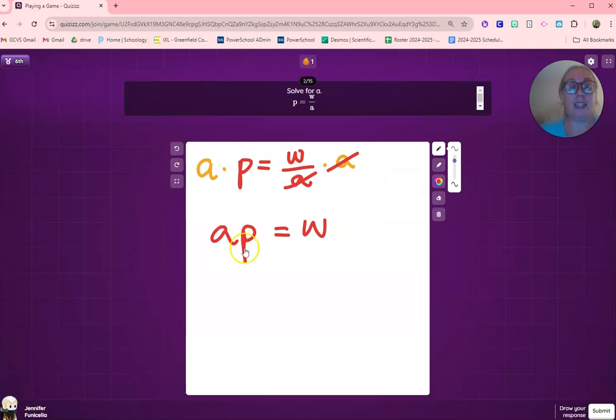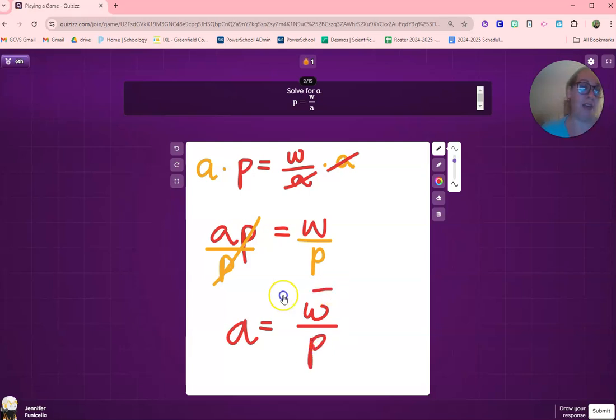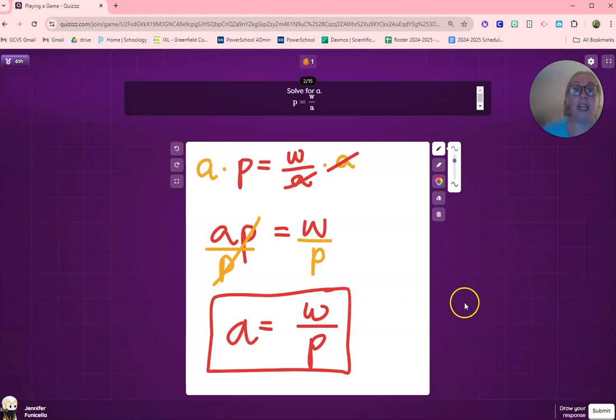And we are isolating A, so now we're going to get rid of P on the left side of the equation. This is A times P, so we're doing that opposite operation, and we're going to divide both sides by P, so they cancel out on the left, and we're left with A is W divided by P as our final solution. So make sure you're writing that answer on your whiteboard as well, seeing how we got that, and when you're all set, hit submit.